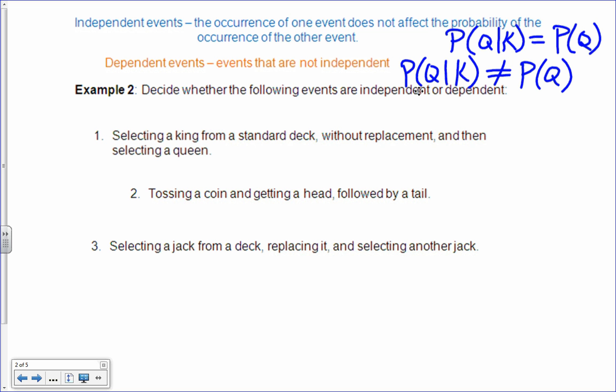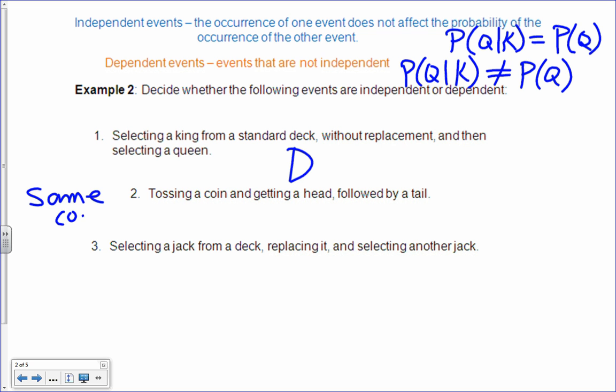Which is logical, right? So to decide whether the events are independent or dependent: selecting a king from a standard deck without replacement and then selecting a queen. Well, we just talked about that one. Which one is it? Dependent? Are you sure? Okay, I was just checking. Tossing a coin and getting a head followed by a tail. Well, you probably want some clarification. Yes, it's the same coin. Very good.